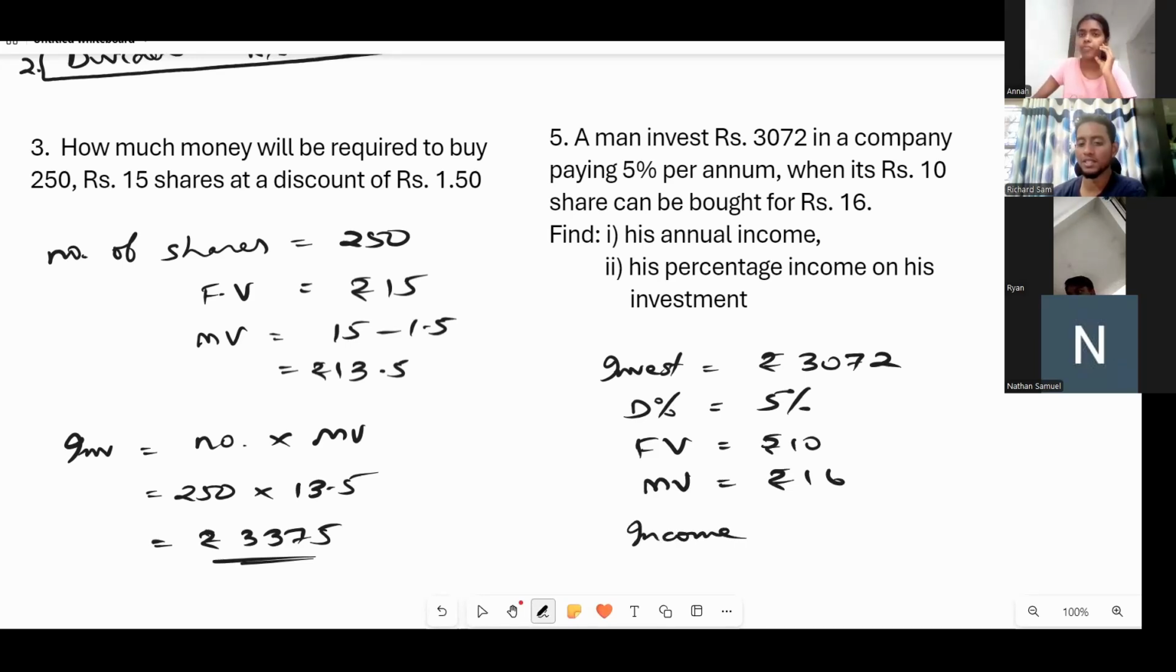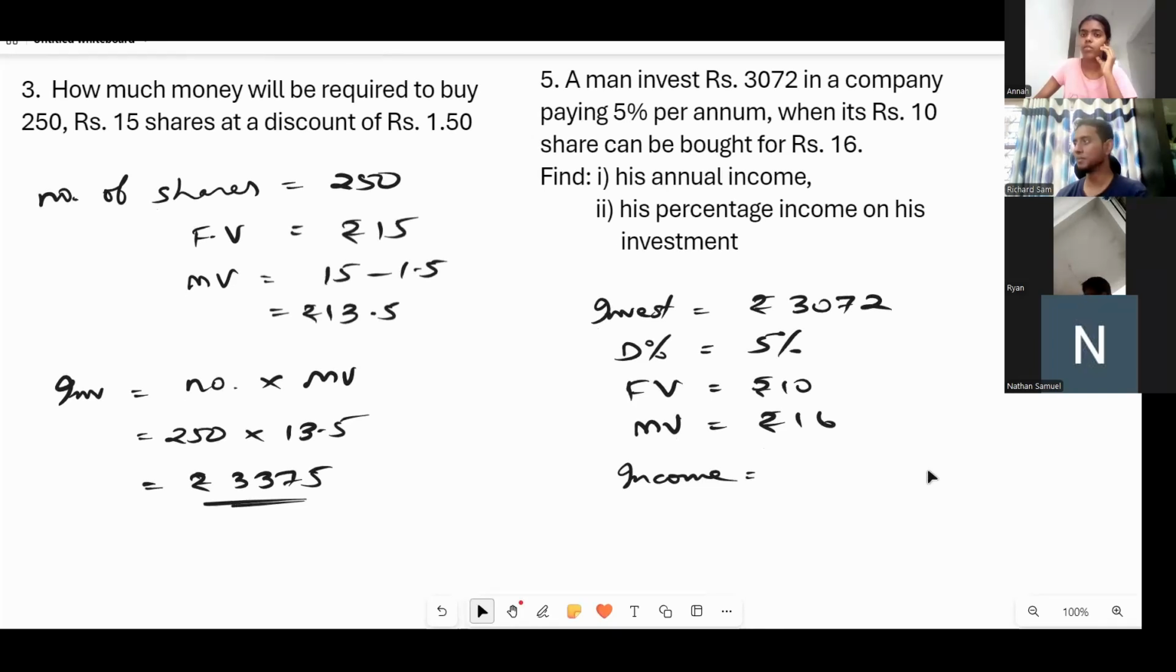Find his annual income. Now what is his annual income? What does he get annually? Annually means every year. What does the company pay him? 5%. That is called dividend. Another word for income is dividend. You see, it can be said in two different words. Dividend is his yearly income, not monthly. Yearly they pay him that much. So what's the formula to find this dividend? Dividend percent into face value into number of shares.